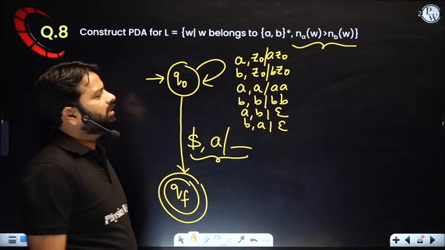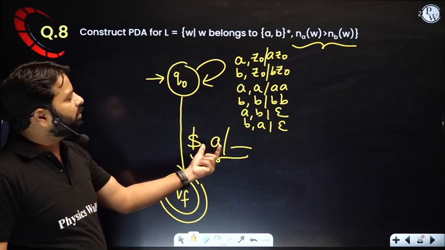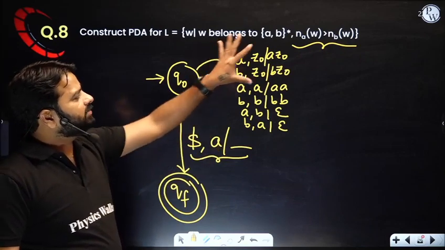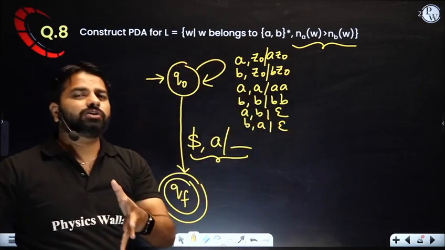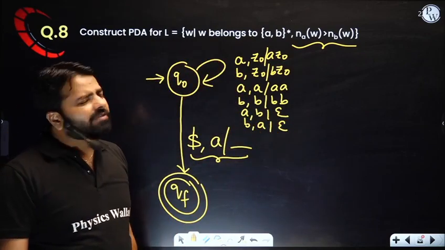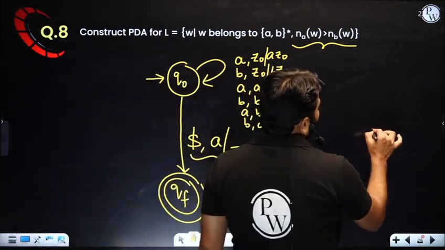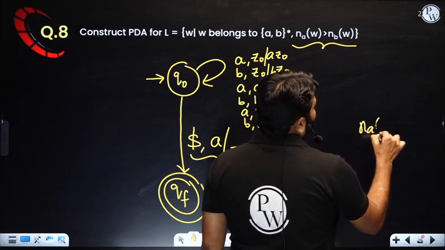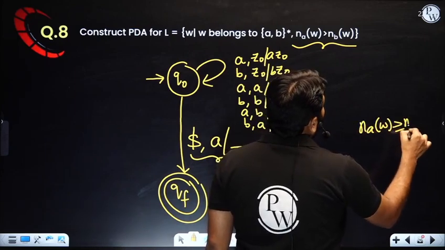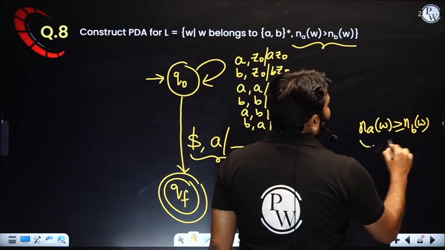So this machine is for number of A's more than number of B's. A's more, that's why here A's more. So A should be left on the stack. In case anybody asks, sir, I don't want to design this way. I want to say the number of A's of W greater than or equal to the number of B's of W. Can you think of it?